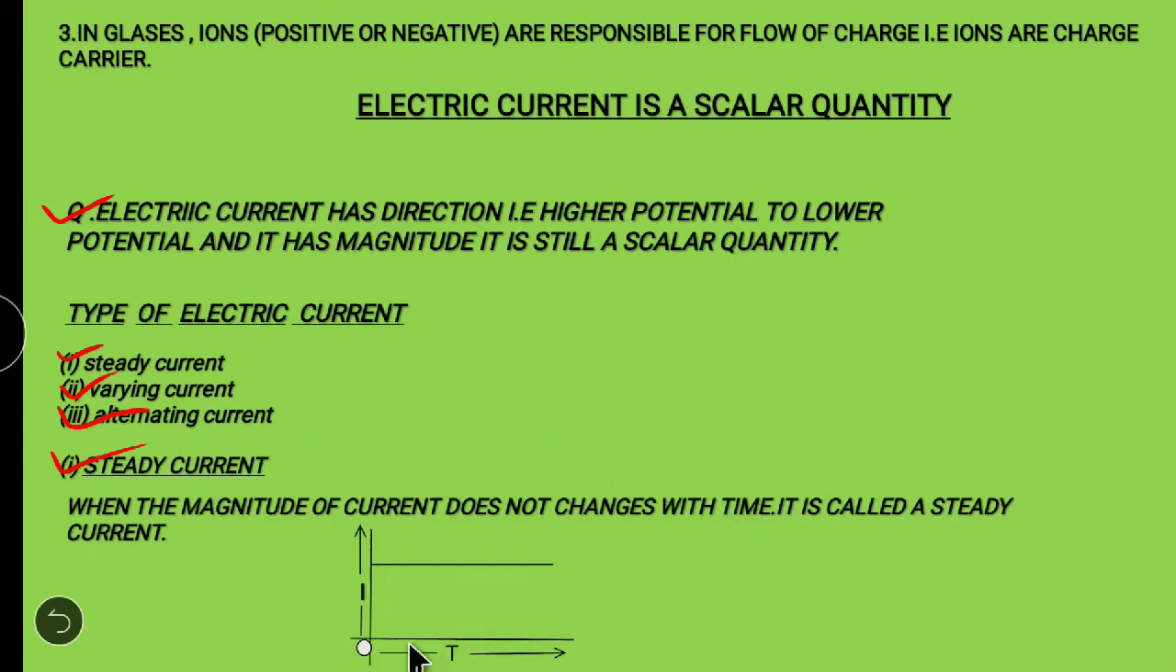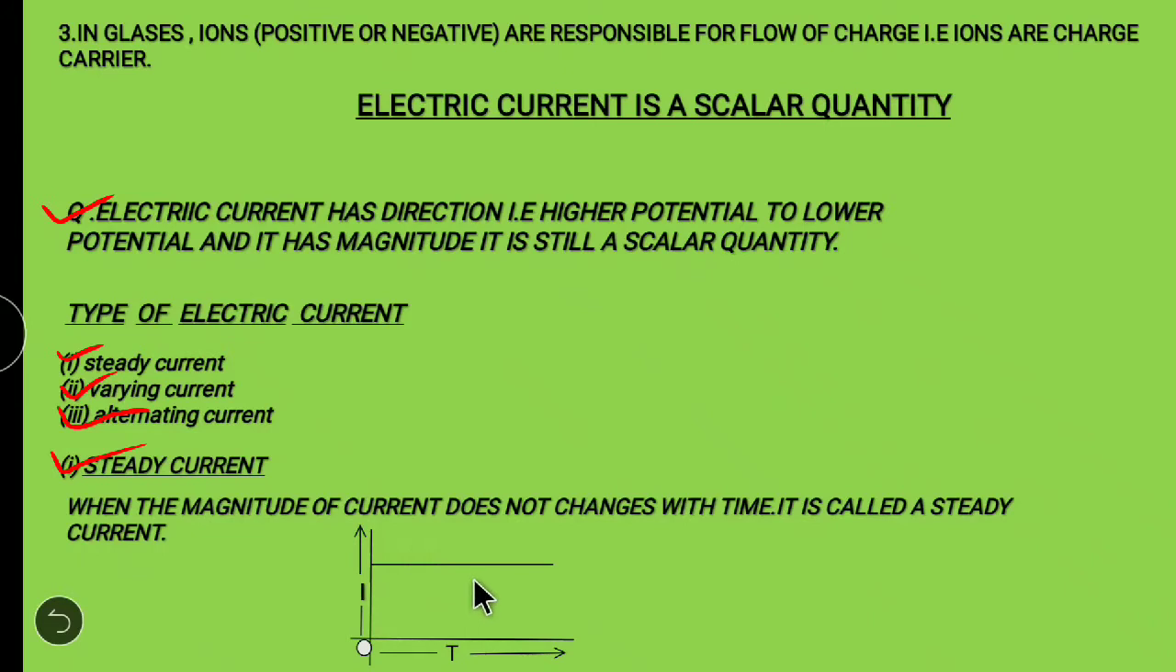Here students, I have made a graph. I have taken time along the x-axis and electric current along the y-axis. So here the amount of current is fixed. That is the reason, as time passes, the amount of current remains fixed. That is the reason the graph is a straight line parallel to the time axis.